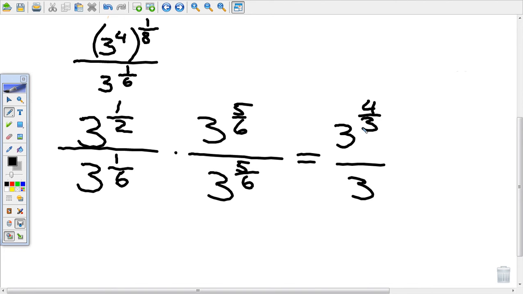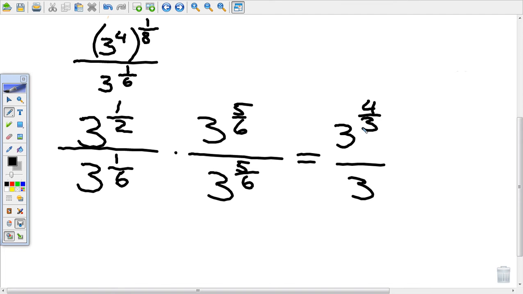This 5/6? Well, I have 3 to the 1/6. I needed this number, the exponent, to become a 1. Right now it's a 1/6. So I remember that when I multiply powers, I add the exponents together. So I looked at 1/6 and said, what do I have to add to 1/6 to make 1? The answer is 5/6. Any questions?